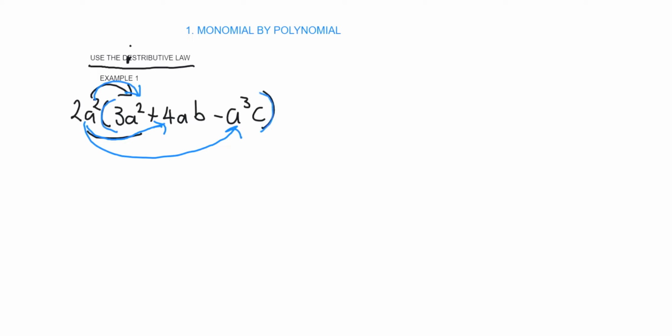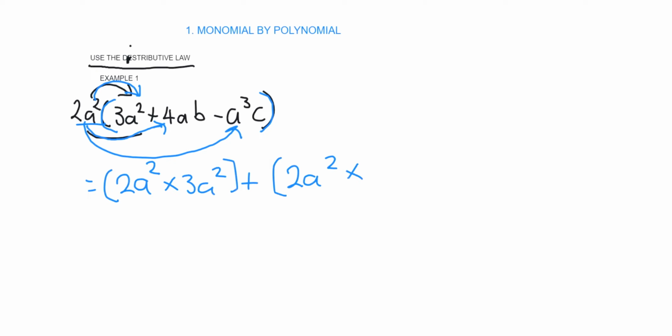is going to get a piece of 2a squared, right? So let's see what that means. Let me just break this down for you. This is going to be the same as 2a squared multiplied by 3a squared. Lovely, right? Plus, what else are you going to have there? This is also going to be 2a squared multiplied by 4ab, right?